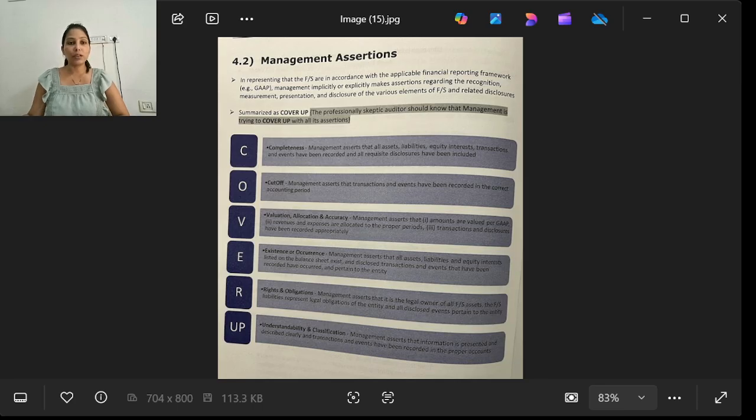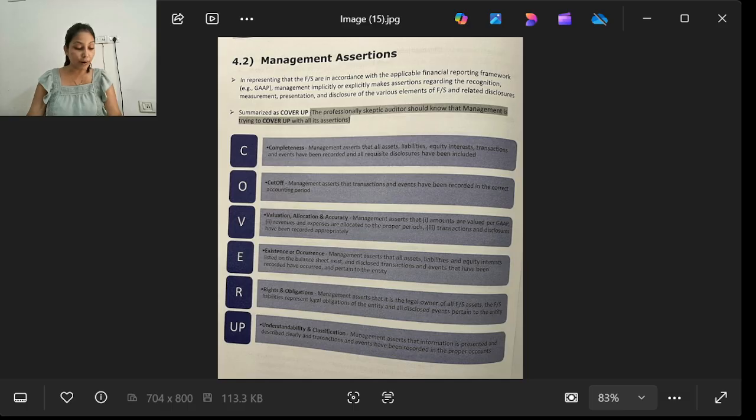So if we use a mnemonic for the assertions, it will be COVER UP. You can see here on the screen, COVER, cover UP. So C, completeness, cutoff, valuation, allocation and accuracy, existence and occurrence, rights and obligations, understandability and classification. These are the broad six management assertions that are used widely in the financial statements.